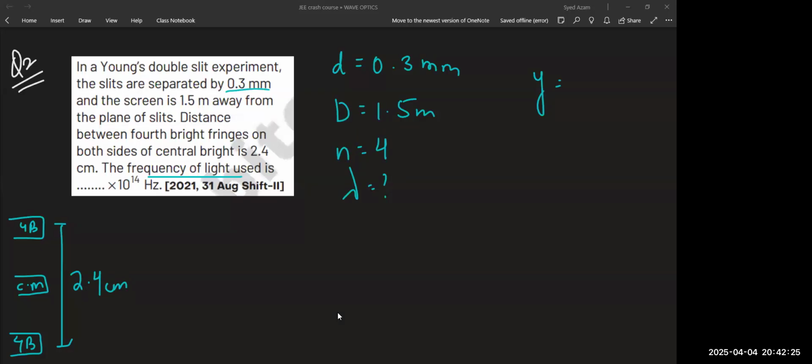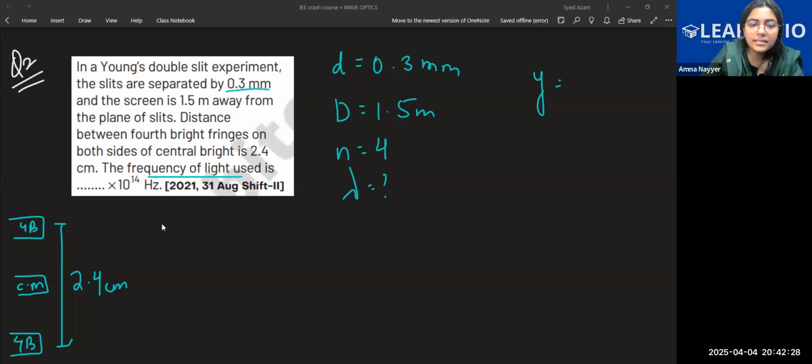Yes, ma'am. So Upasna answered it correctly. This is 1.2 centimeters only. This was double the distance given.